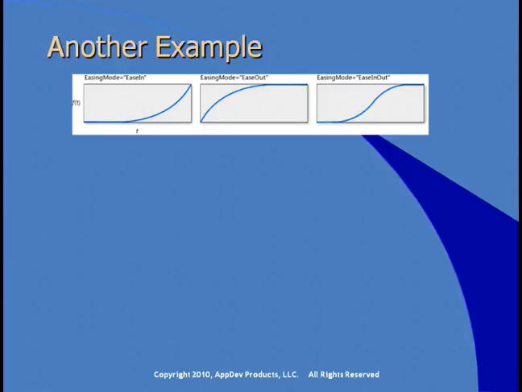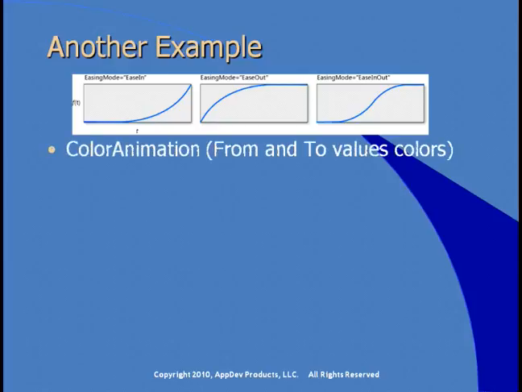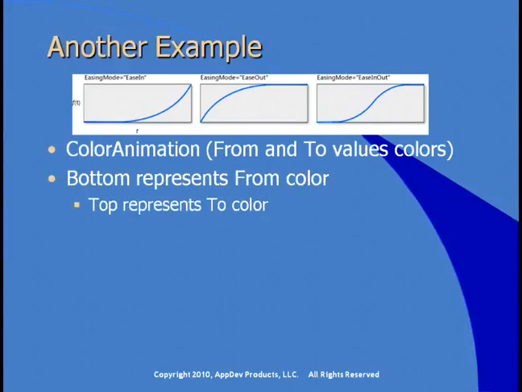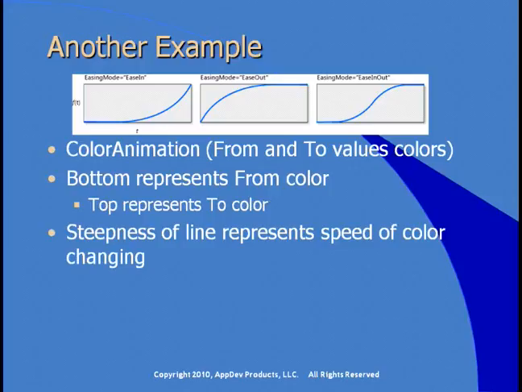If we use an ease in and out, as in the ease in out option, we start slow, we pick up speed, and then we slow down again toward the end. We're going to use a color animation where the from and to values represent colors. The bottom represents the from color, the top represents the to color. The steepness of the line represents the speed of the color changing.